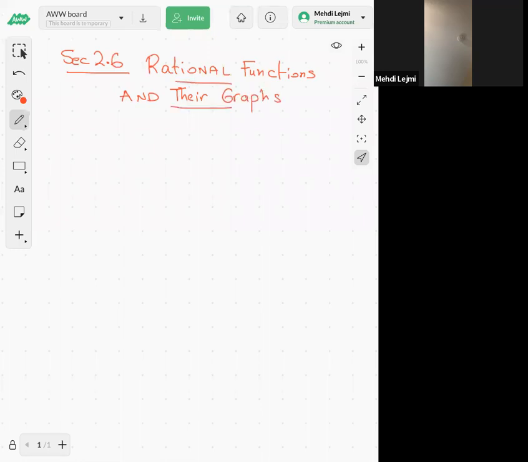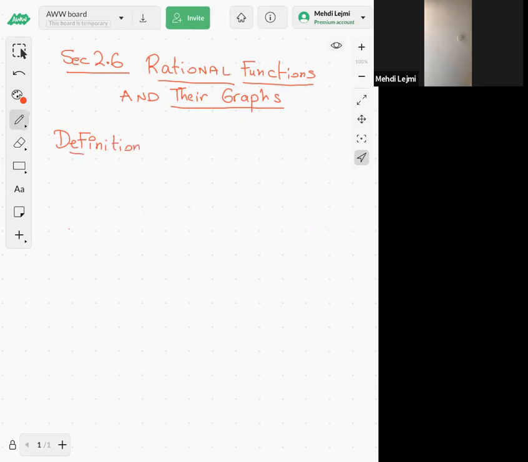So we know how to graph polynomials. Now we're gonna learn how to graph rational functions. But the first thing, what's the definition of a rational function? So let's start with the definition of a rational function.